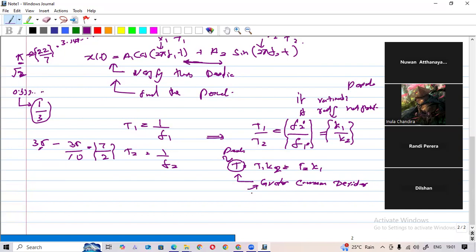Greatest common divisor means the biggest number using which both T1 and T2 can be divided without a remainder. So that is the greatest common divisor as I can remember.